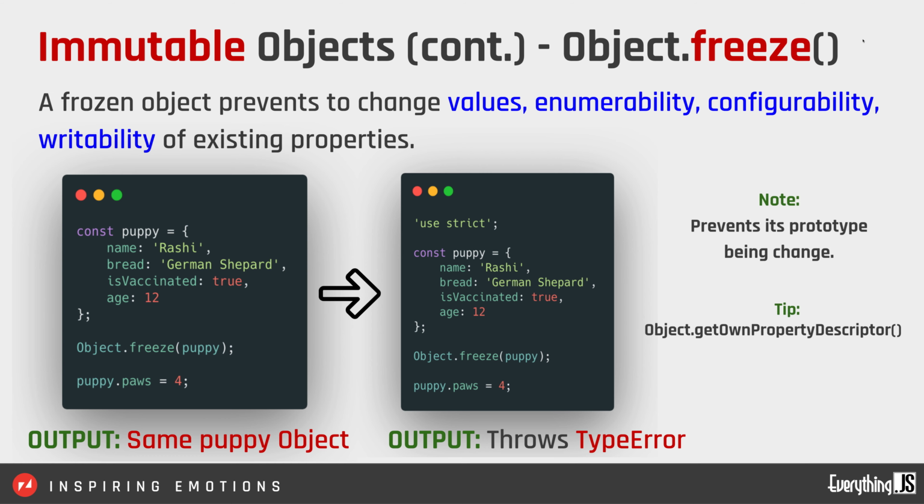So you have to keep in mind that after freezing the object, the inheriting prototypes also can't be changed. And you can get the property values, enumerability, configurability, and writability, using getOwnPropertyDescriptor. Basically, it will tell you whether the properties contain a value, and their enumerability, configurability, and writability.